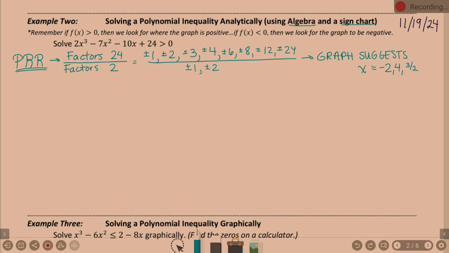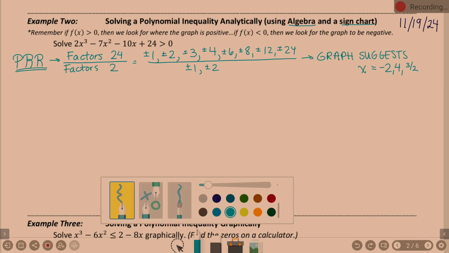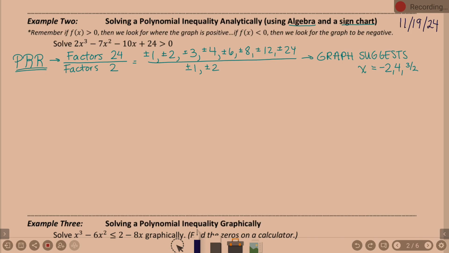How do we try them? What do we do here? The original problem? Synthetic division. Think of synthetic division. And this is going to be officially confirming that yes, they are zeros. Okay. So what are we using first? Negative 2? So if we put negative 2 in the box: 2, negative 7, negative 10, 24.